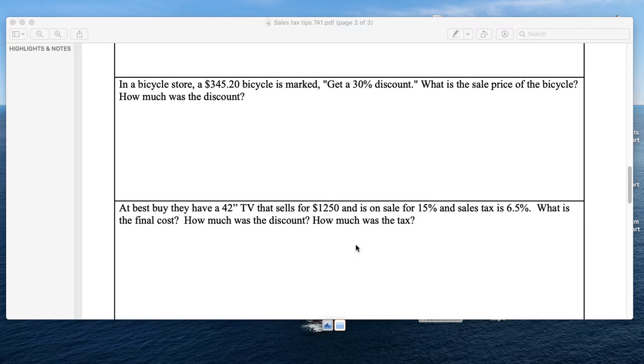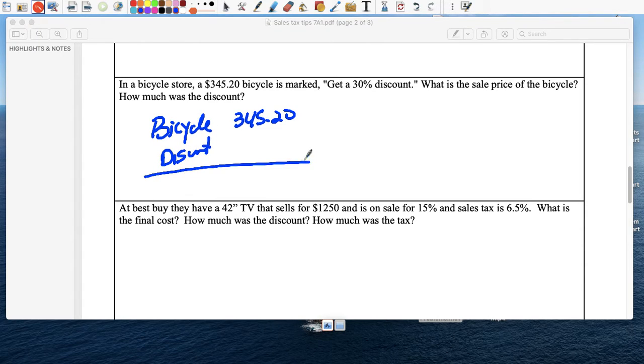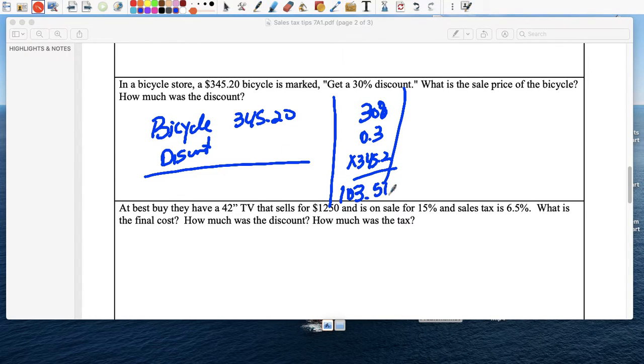In a bicycle store, again, another discount problem. The bicycle is $345.20. We have a discount, 30%. It's going to become 0.3, which we now multiply by 345.2. 0.3 times 345.2, and our discount is a whopping 103.56. That's a nice discount.